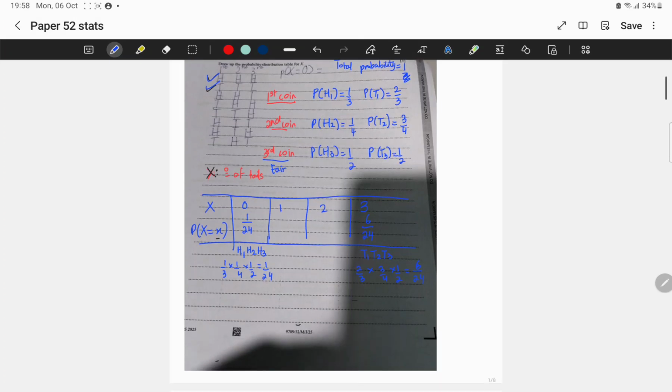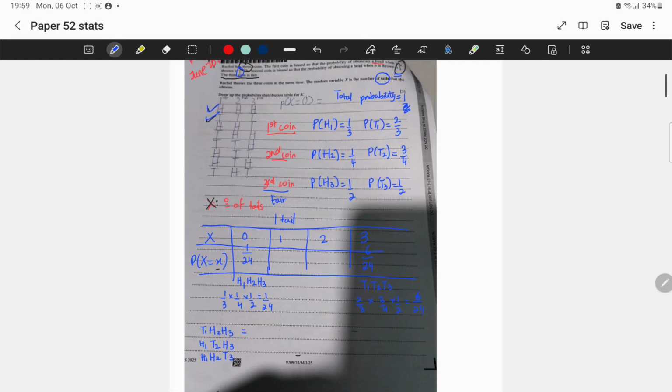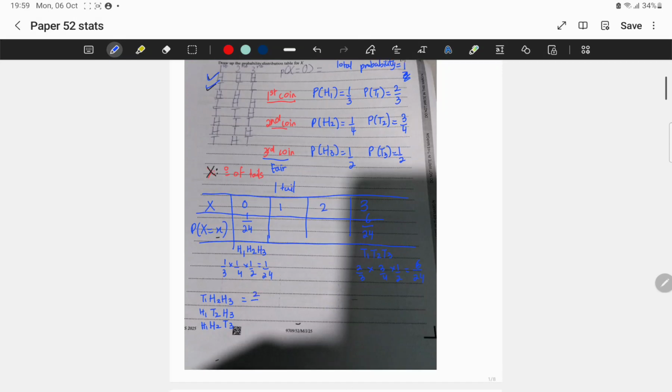Let me take X equal to 1. X equal to 1 means I get only one tail. How do I get one tail? These are my possibilities. T1, and then if I'm getting tail in the first, I will get head in the second one and head in the third one. Or I get head in the first one, tail in the second one and head in the third one. Then my last possibility would be head first, head second and then tail third. The probabilities are: T1 is 2/3 times H2 1/4, H3 is 1/2. Then it will give me 2/24.